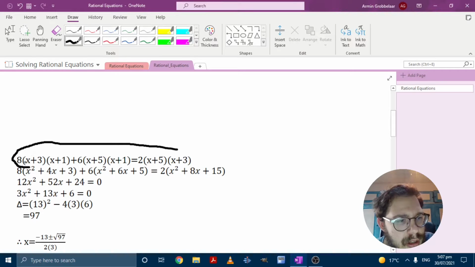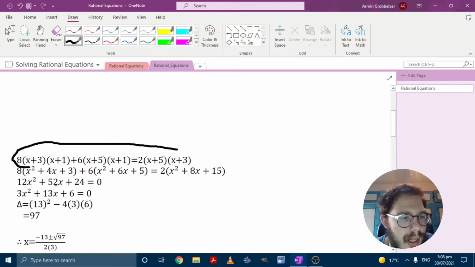So then this is just multiplying out. So it's x squared plus 3x plus 1x, so it's plus 4x. And then 3 times 1 is plus 3. Then it's x times x is x squared plus 5x plus 1x is 6x plus 5 times 1, which is just 5. Then it's x times x is x squared plus 5x plus 3x is plus 8x. And then plus 5 times 3 is just plus 15, sorry.